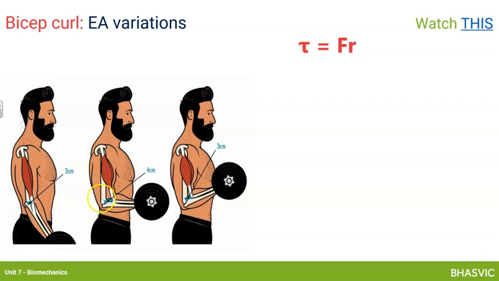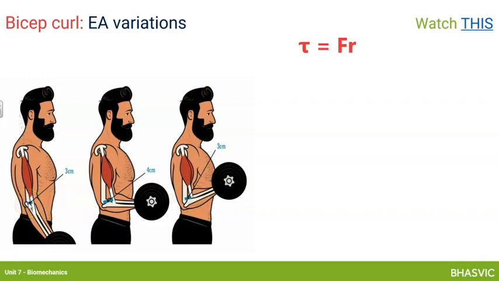When it's in the sort of 90-degree phase, the perpendicular distance between the fulcrum and the effort arm is 4 centimetres, so it's bigger. Remember, it's not the distance to the attachment, it's the right angle distance, the perpendicular distance. So it goes 3 centimetres at the start, 4 centimetres in the mid-range, and then as you get to the top range of the bicep curl, it reduces again because the arm is angled, so the perpendicular distance is less again. So 3 centimetres.